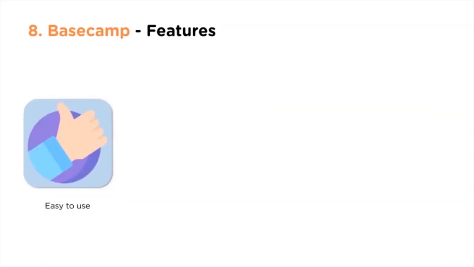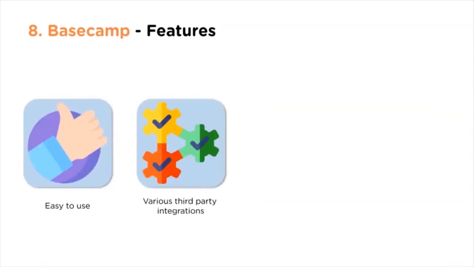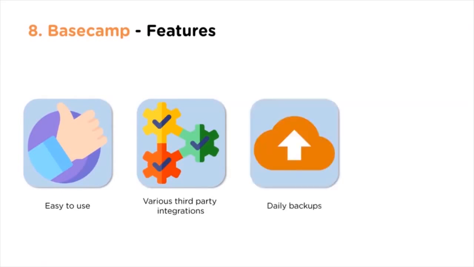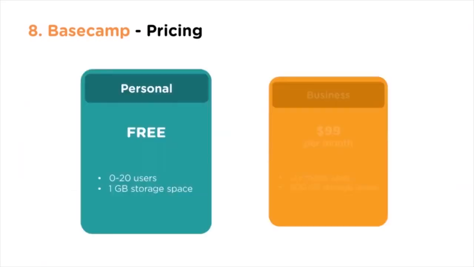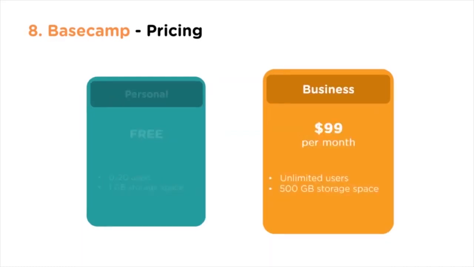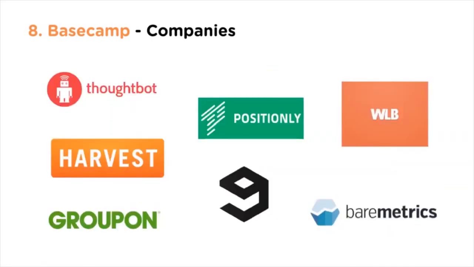The features of Basecamp include being easy to use, various third-party integrations, daily backups, and a comprehensive project calendar. The personal version is free for 0 to 20 users and 1 GB of storage space is provided. The business version is $99 per month for unlimited users with 500 GB of storage space. The companies who use Basecamp are ThoughtPod, Harvest, WLB, Groupon, etc.